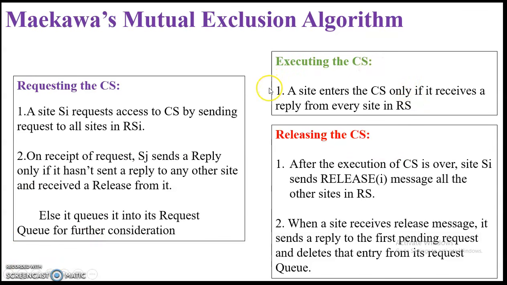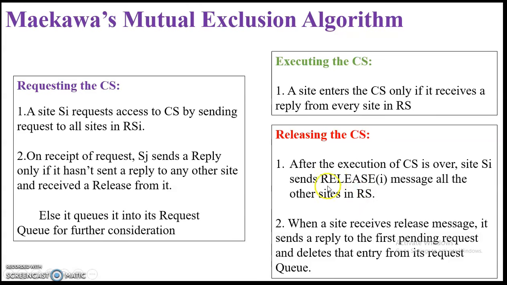And when the critical section will be executed: a site enters the critical section only if it receives a reply from every site in the request set, or every site in the quorum. Then only it will enter into the critical section, otherwise it will not.